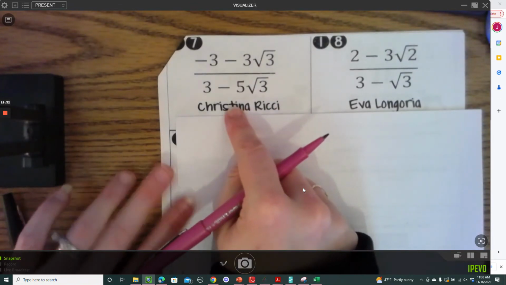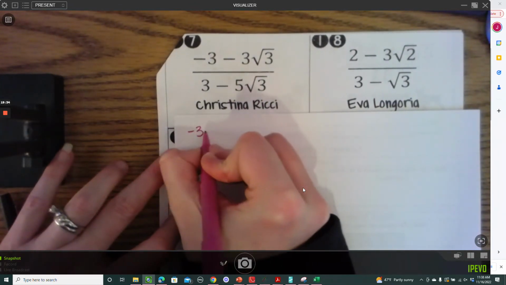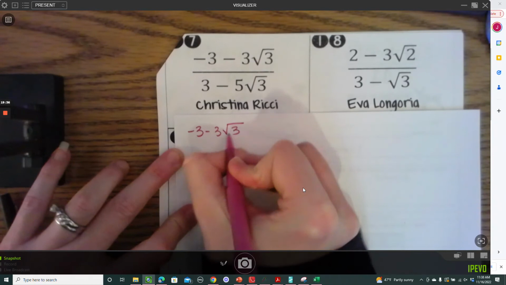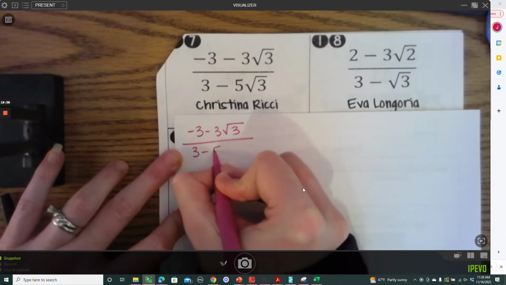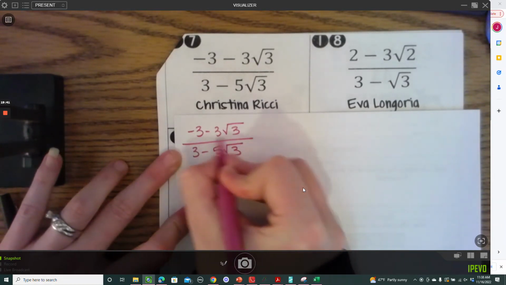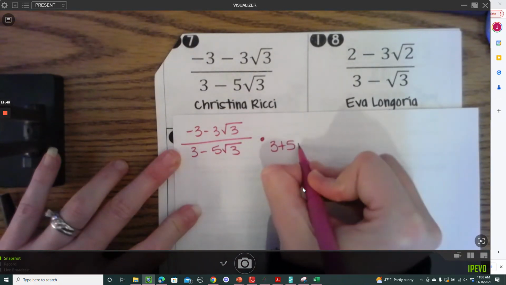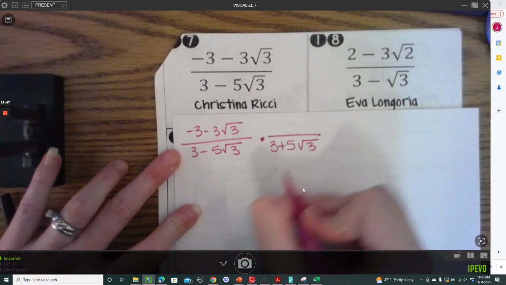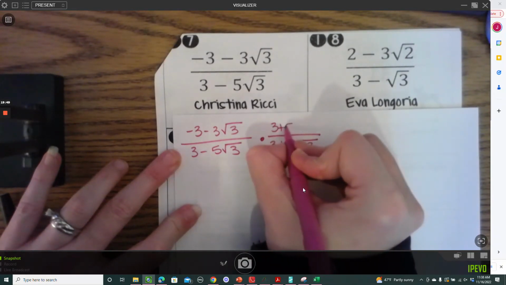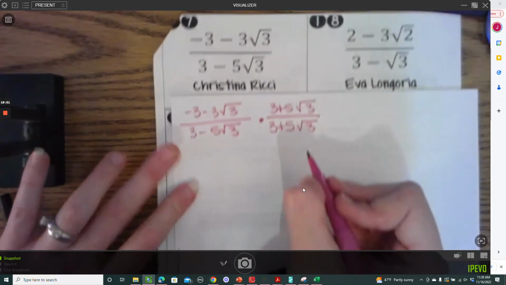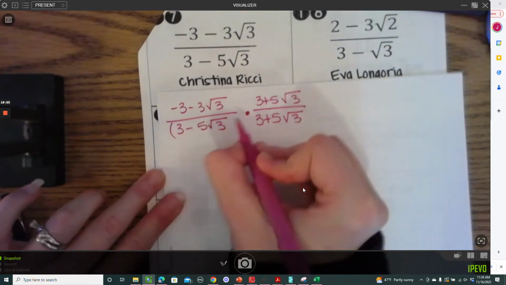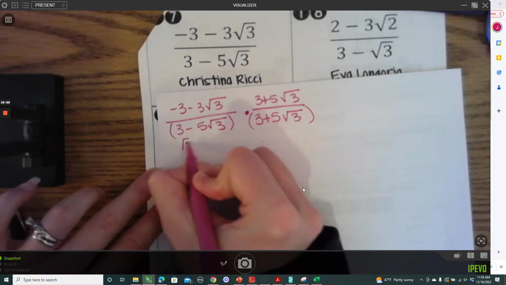So that's Christina Ricci. So negative 3 minus 3 times the square root of 3 over 3 minus 5 times the square root of 3. I'm going to multiply by the conjugate. 3 plus 5 times the square root of 3, on the top and the bottom. All right, I'm going to FOIL the bottom first.